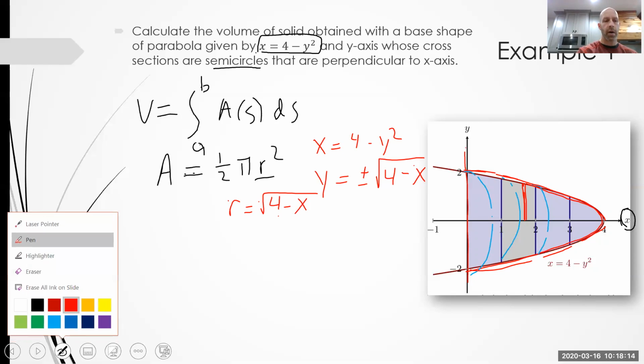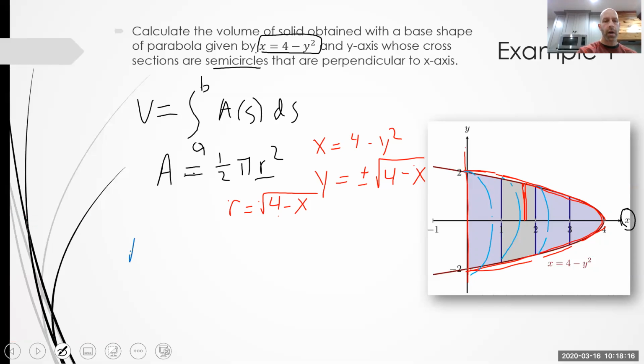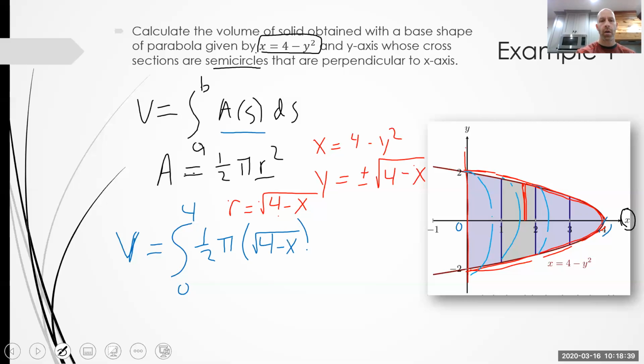Okay, so to find our final answer here, volume, sorry, is going to be equal to the integral. Where are we starting? Well, we're starting at 0. Where are we ending? Well, we're ending at 4, so it's going to be 0 to 4 of our area function, which is going to be 1/2 times pi times whatever our radius is, which is the square root of 4 minus x, quantity squared, dx. So now I've made all the conversions that I need.